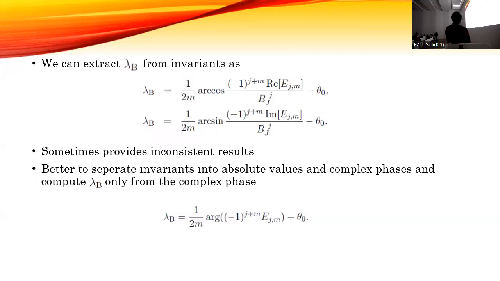When we want to extract the marginal parameter lambda b from the invariants, what we can do is try to compute it from the real and imaginary parts, since we have a complex phase, but this doesn't give very good results. So it's better to divide the values of the invariants into absolute values and complex phase, and just compute lambda b from the argument of the complex phase. So we compute the argument of the invariants, there is some sign, and subtract the initial value, and this gives us lambda b.